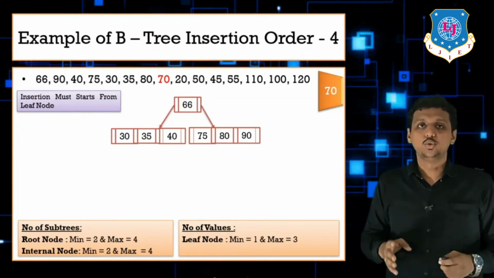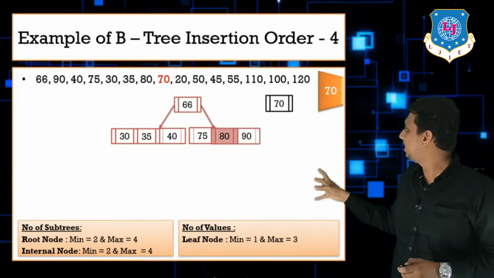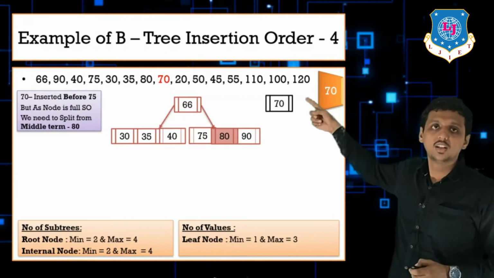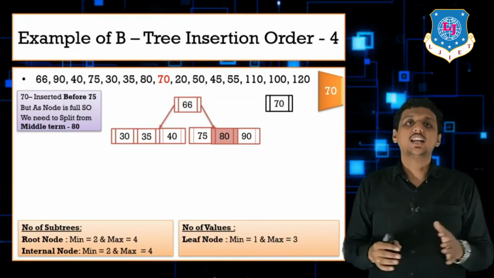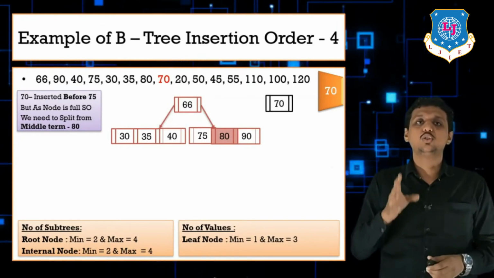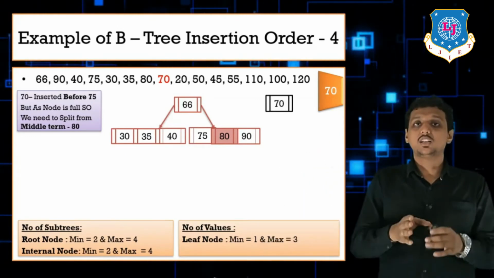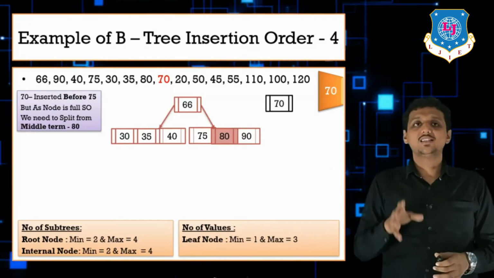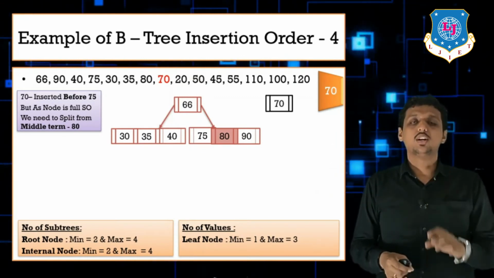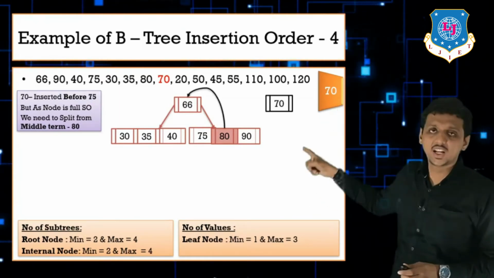That's why I need to do a split operation over here, where I have to split node 80. Take the value 80 one level up and connect it with the root node 66. As the 70 needs to be inserted before 75, but the node is full, I just need to move 80 one level up to the parent node. Okay, what is the parent node? That is 66. So students, 80 will go with 66.